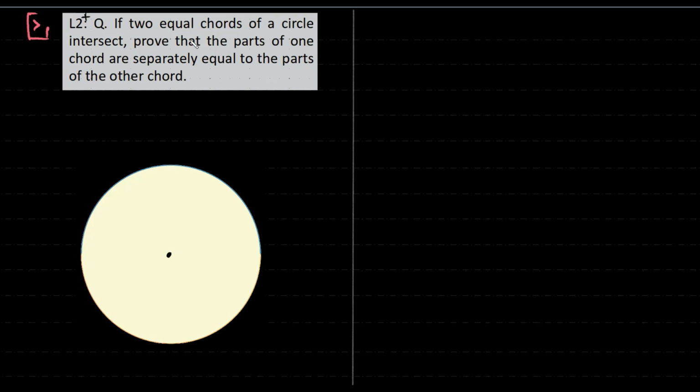Two equal chords of a circle intersect. Prove that the parts of one chord are separately equal to the parts of the other chord. So this is something that you have to draw and think about: what is it that we have to prove? It's a good question. Figuring out what the diagram looks like, and what we have to prove, is very important. Proving is not that difficult.